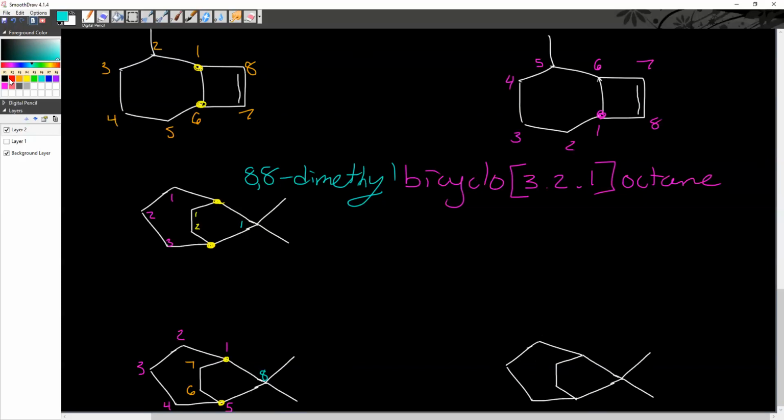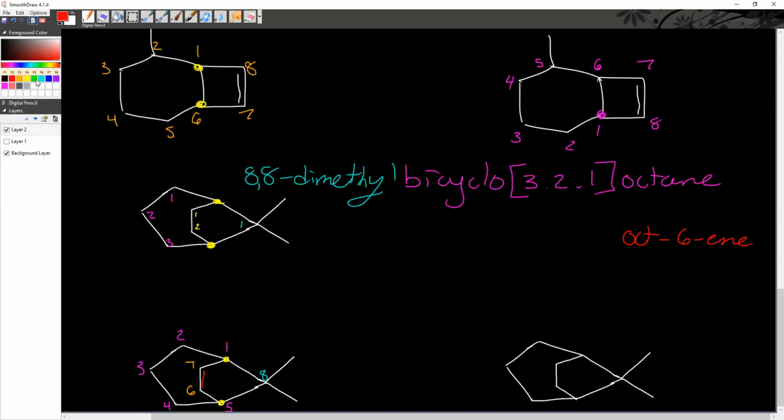What happens, I hear you say, if there was a double bond here? Well, then this would just be oct-6-ene, right? And remember that we always name double bonds from where they start, not where they go. So this is going to be 6-ene.